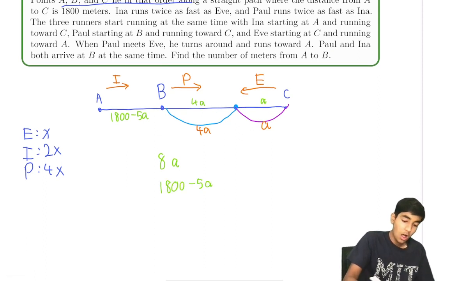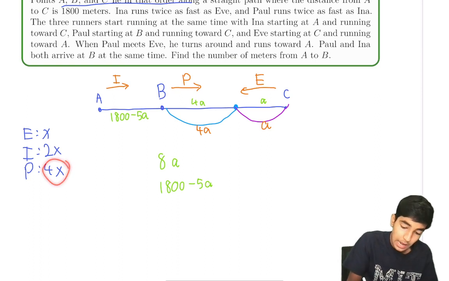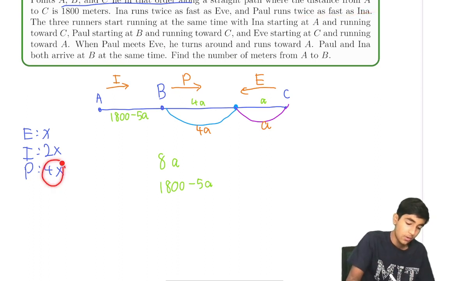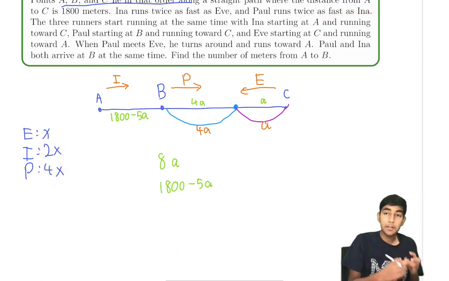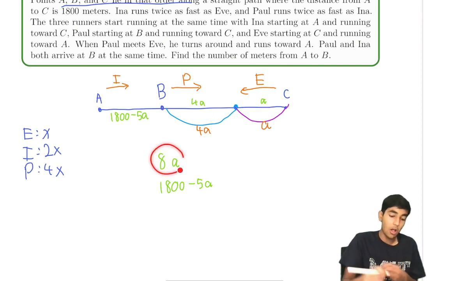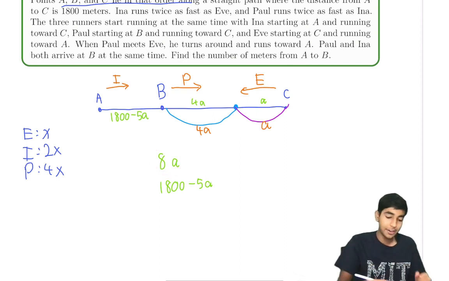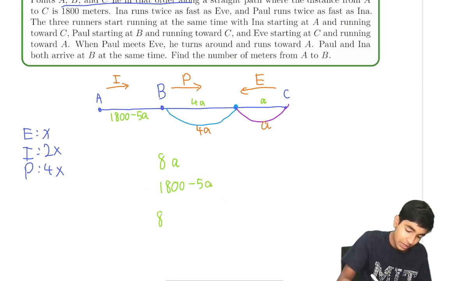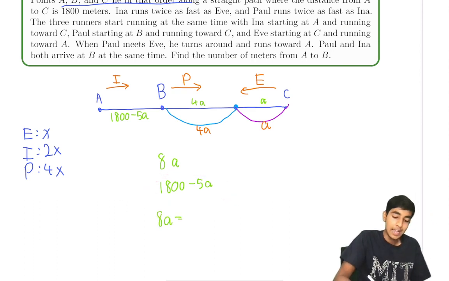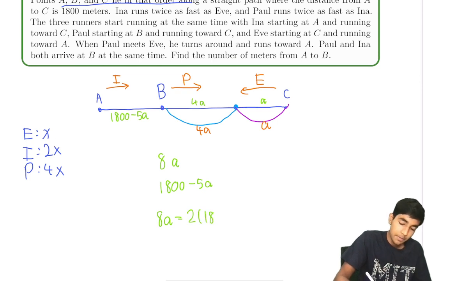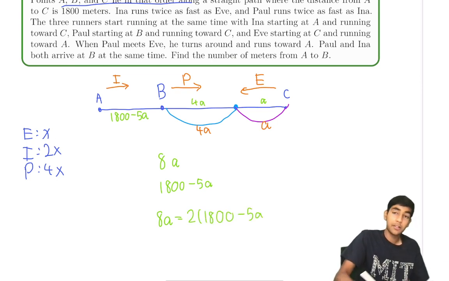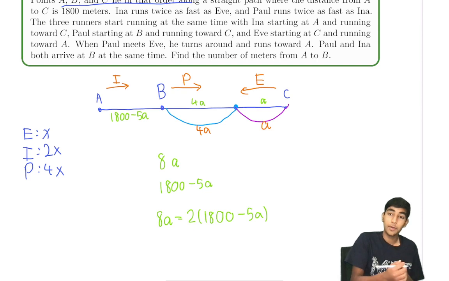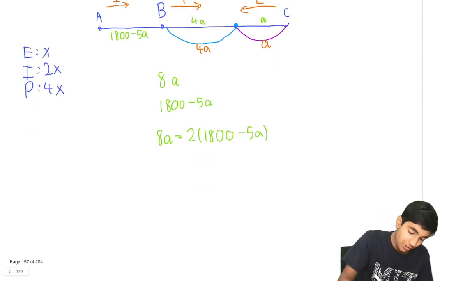But remember, Paul is 2 times as fast as Ina, right? 4x, 2x. Paul is 2 times as fast as Ina, so this distance that Paul runs must be double the distance Ina ran. So we have now an equation, a simple one variable equation. 8a is double 1800 minus 5a, right? Paul's distance that is run before reaching B is double Ina's distance. And now we just solve.